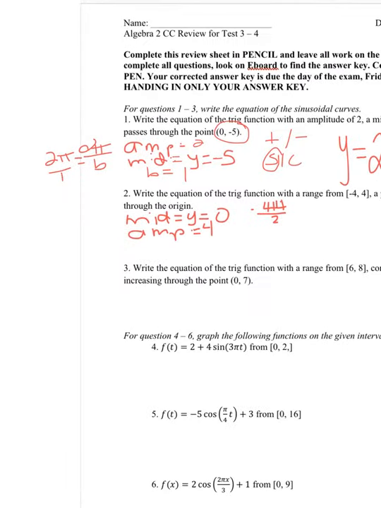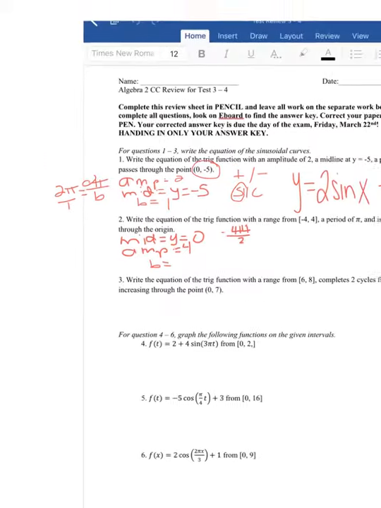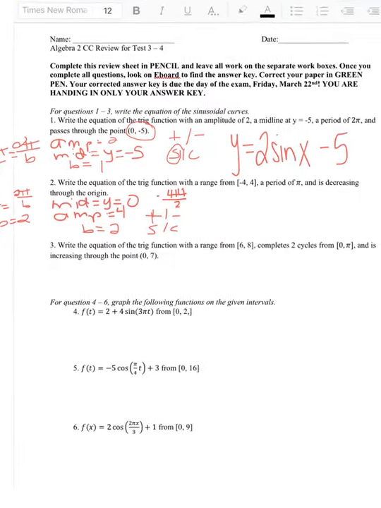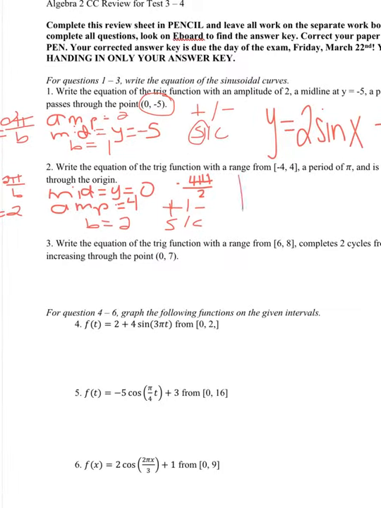The period will help me find the b value. So the period in this case is pi. So pi over 1 is equal to 2 pi over b. So I cross multiply and I get b is equal to 2. So b is 2. And then positive or negative sine or cosine. Because this says that it is decreasing through the origin, it looks like this. Decreasing through the origin, meaning it passes through the origin and it's decreasing through it.